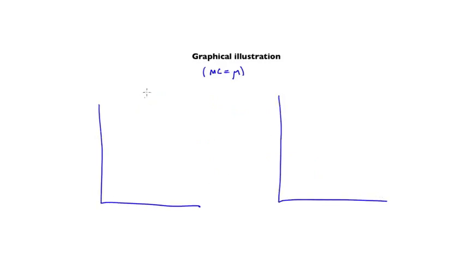It's a simple graphical illustration for the case in which the marginal cost is constant. So suppose there are 2 markets, this is market 1, and this is market 2, and let's say that the demand function looks like this in one case, and let's say it looks like this in the other case, and let's say that the marginal cost is here.